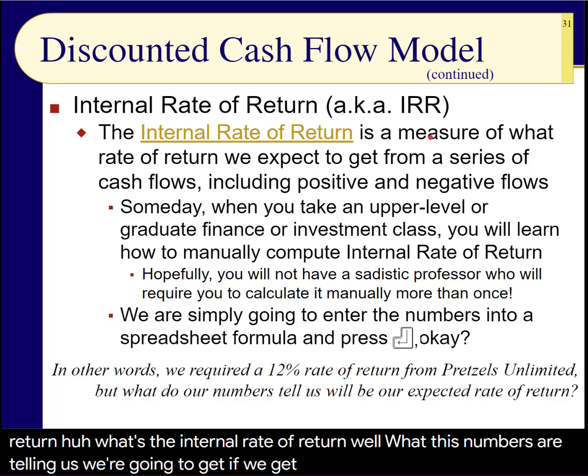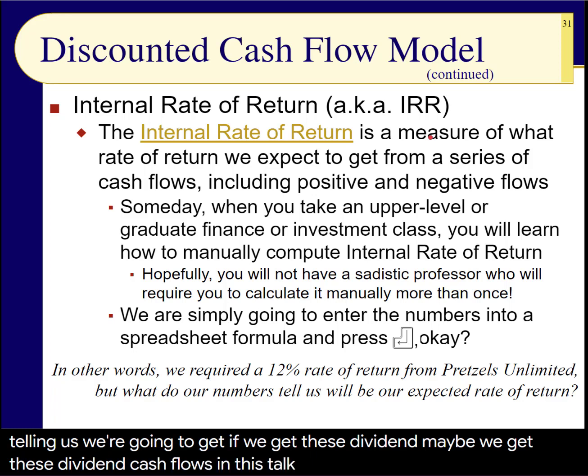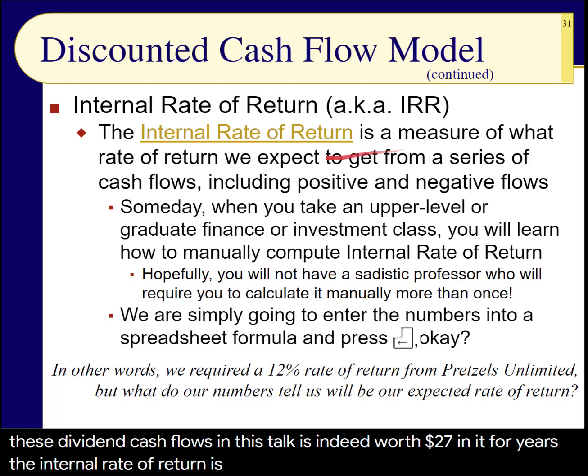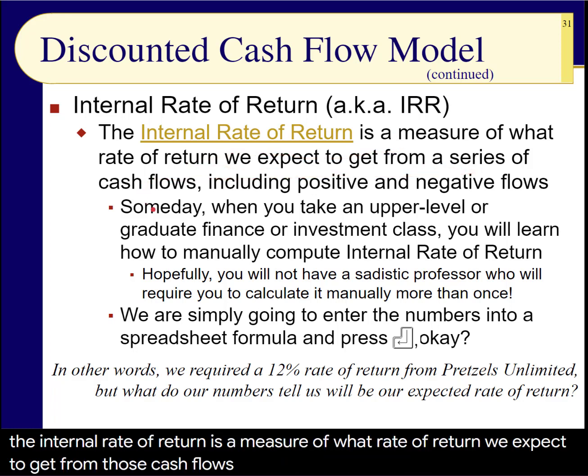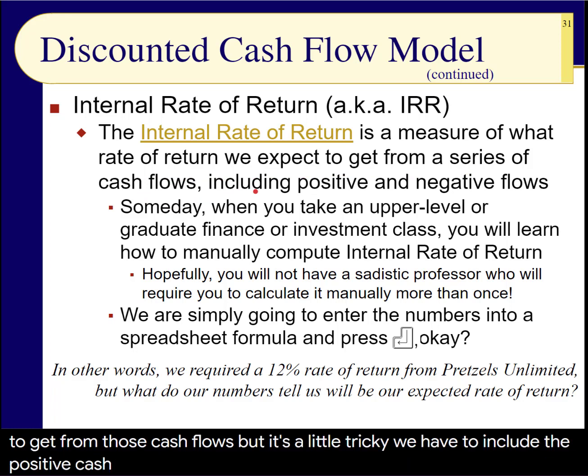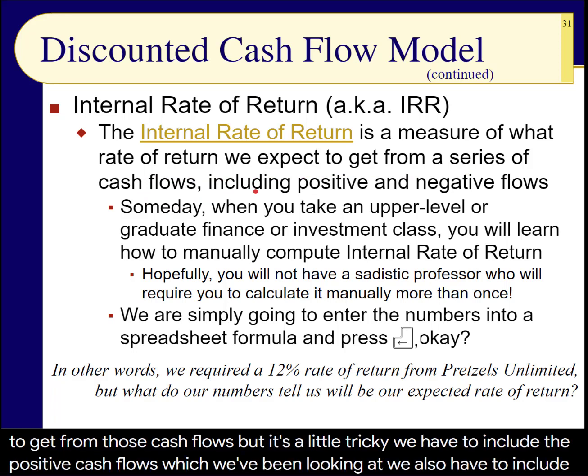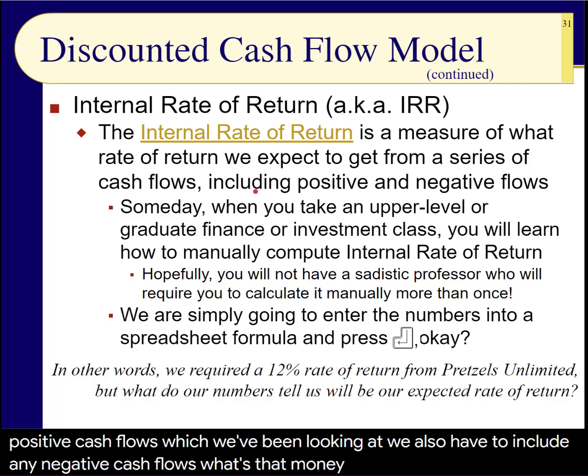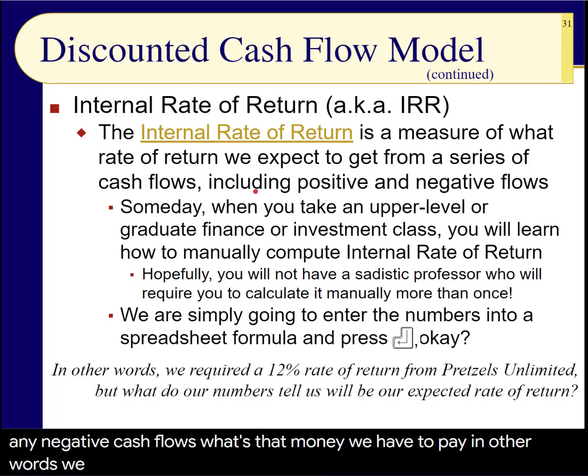If we get these dividend cash flows and the stock is indeed worth $27 in 4 years, the internal rate of return is a measure of what rate of return we expect to get from those cash flows. But it's a little tricky. We have to include the positive cash flows, which we've been looking at. We also have to include any negative cash flows. What's that? Money we have to pay. In other words, we didn't get the stock for free.